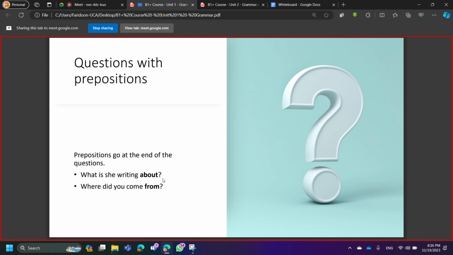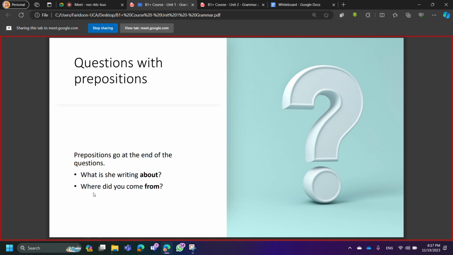What is she writing about? About goes at the end. Or if you have this one, where did you come from? Again, from goes at the end. Now, your book didn't mention it, but I'm just gonna say it on the side. You can bring it at the beginning as well. You can say like, about what is she writing, or from where did you come?